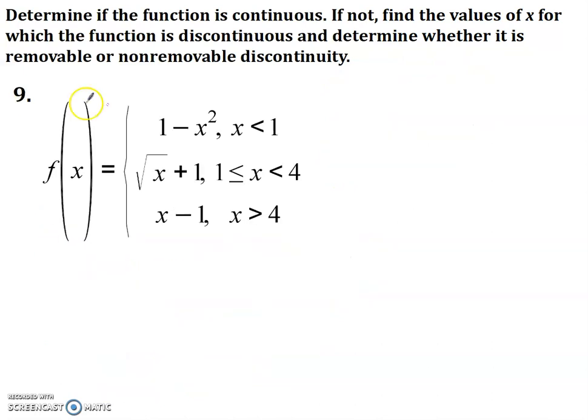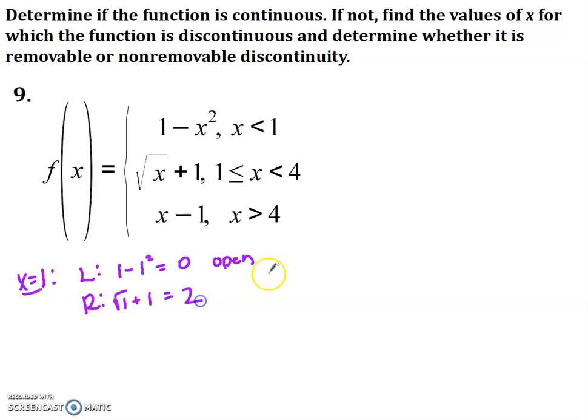Now on this last one, for the first 2 equations, I'm going to plug in 1. That would be the first place. So on the left, when I plug in 1, that would be 1 minus 1 squared, which is 0. And that's an open circle. Then the limit from the right, that would be this equation. That would be root 1 plus 1, which is 2. So different numbers is a jump. A jump is always going to be non-removable. So that would be non-removable at x equals 1.